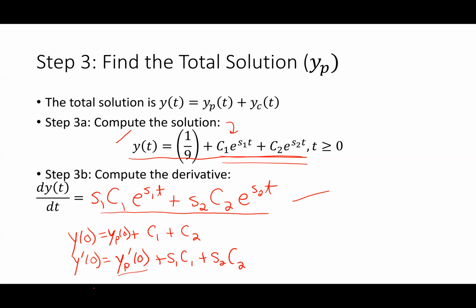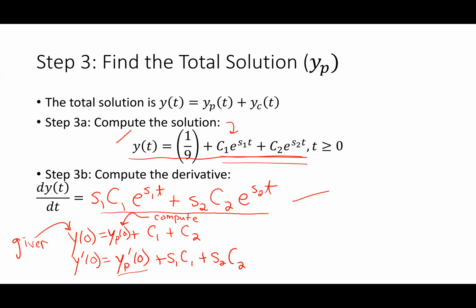These are numbers that need to be given to you, right? Those need to be given to you. yp of 0 and yp prime of 0, you need to solve for these or compute them. Now, for a constant, that's super easy. It's 1/9 and the derivative of 1/9 is 0. But if I had a situation where it was a cosine or something like that, then it's nasty. But you still have to compute it.